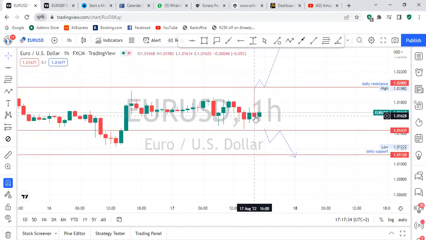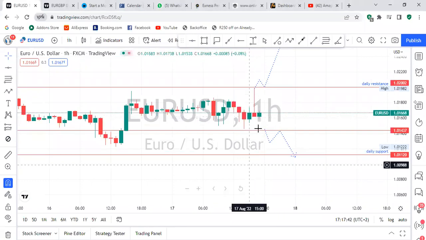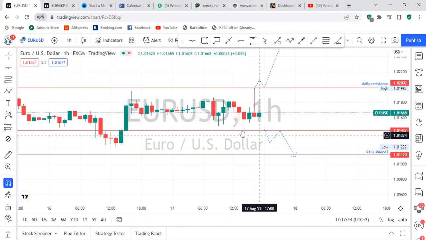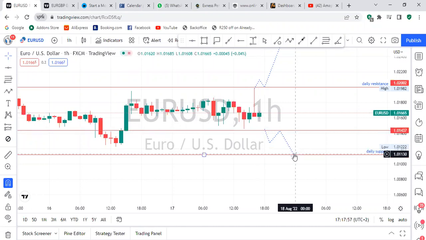We are just waiting for what? For a perfect entry. And where will be our entry? Our entry, that is why we marked this zone here. So if this candle here tries to push and closes maybe somewhere here just below this support, it means that most definitely we are going to go to our daily support without any doubt because we've got the confirmation here.